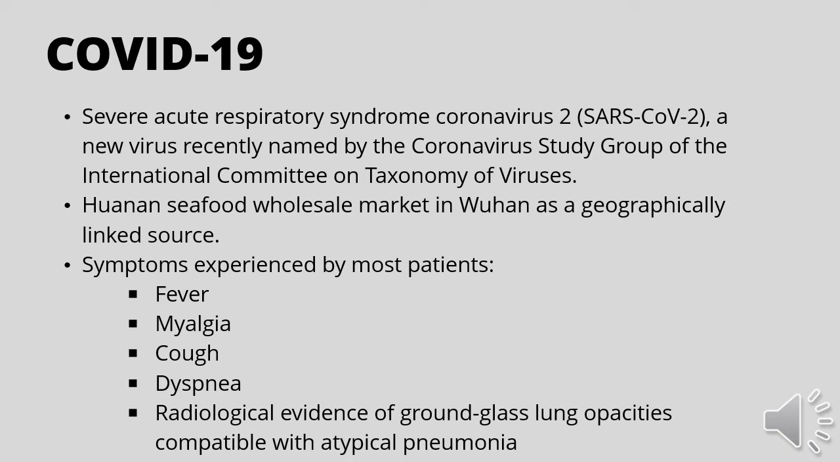Its symptoms include fever, myalgia or muscle pain, cough, dyspnea or difficulty in breathing, radiological evidence of ground glass opacities compatible with atypical pneumonia. So as you can see in the X-ray result of the COVID 19 infected patients, you can see a hazy or glassy-like result in the X-ray.